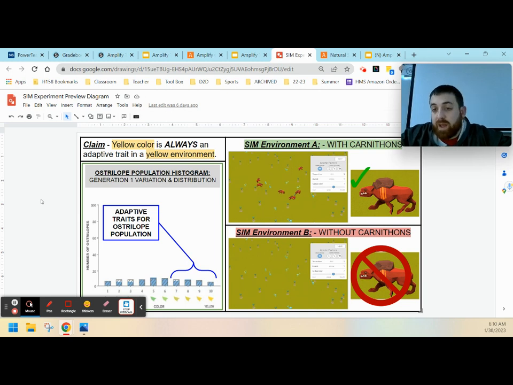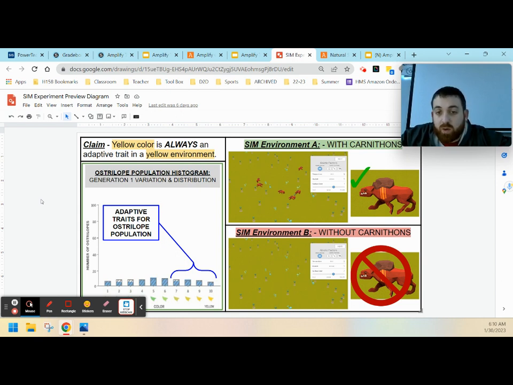Hey everybody, Mr. Regan here, and today we're going to be looking at the experiment that deals with that adaptive trait that we looked at with our moths called camouflage. Today you're going to be diving into our experiment to see whether or not camouflage is always an adaptive trait in any environment.